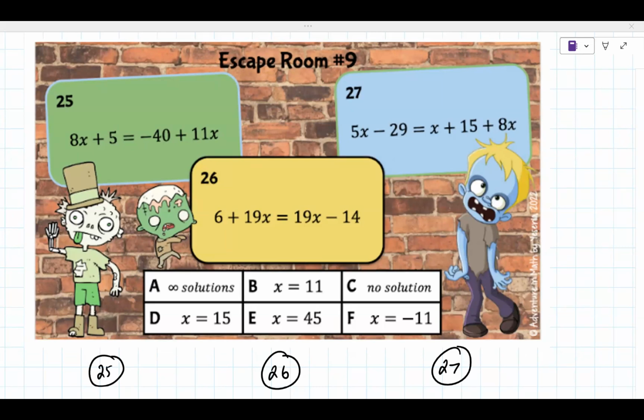How are you doing on these, Braden? I just finished. Okay, give me your answers if you don't mind before you submit. Yep, x equals 15 for number 25. Number 26 was no solution. And number 27 was x equals -11. You got it.